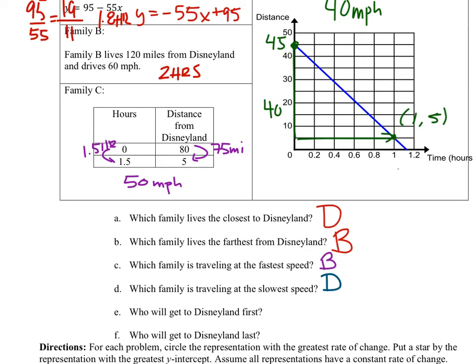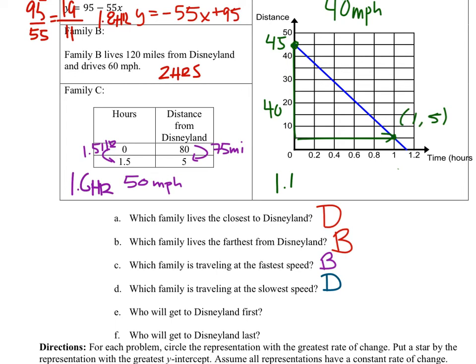How many hours will it take family C? 1.6. Is that right? 1.6? Yeah, 1.6 hours. And then how long did it take family D to get there? Well, 40 miles per hour at 45 miles. So, like 1.1. Yeah, it's something like 1.1-ish.